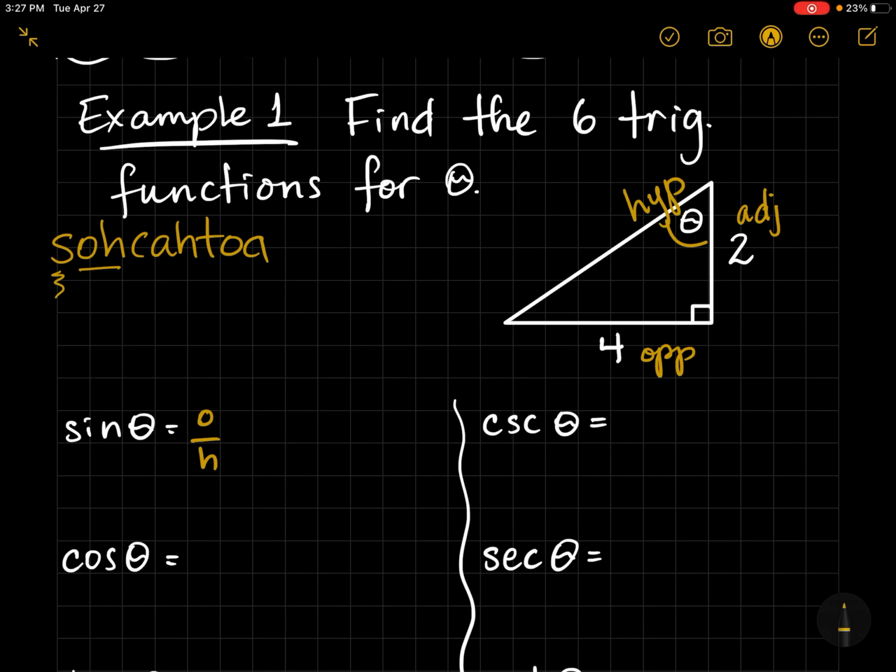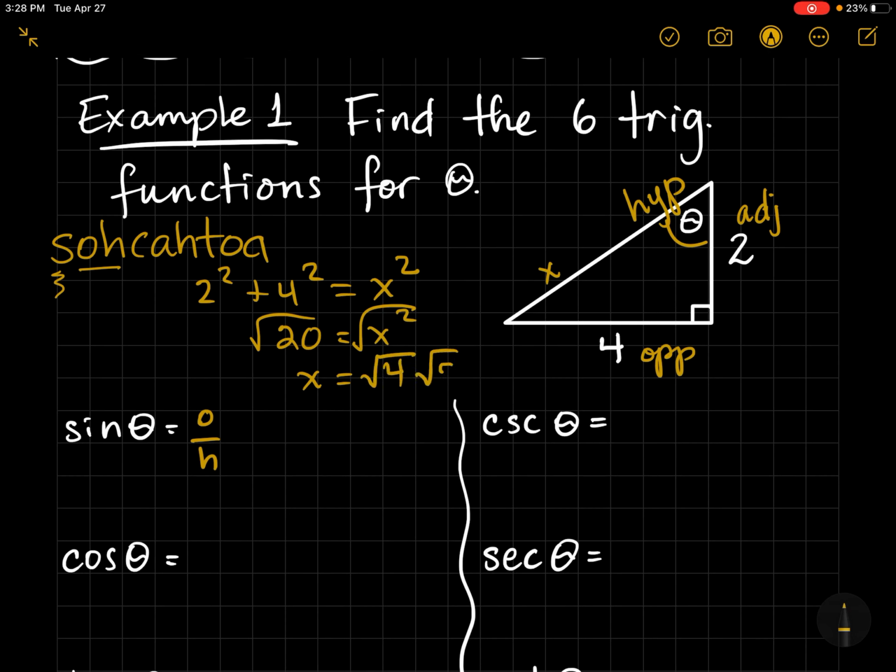Quickly, we notice that we don't know the hypotenuse. So we can use Pythagorean's theorem to find the missing side. I'm just going to call it x for the moment. Leg squared plus leg squared equals the hypotenuse squared. 4 plus 16 is 20, and we'll take the square root. And the square root of 20 can be broken down to 2 radical 5. So the hypotenuse is 2 times the square root of 5.